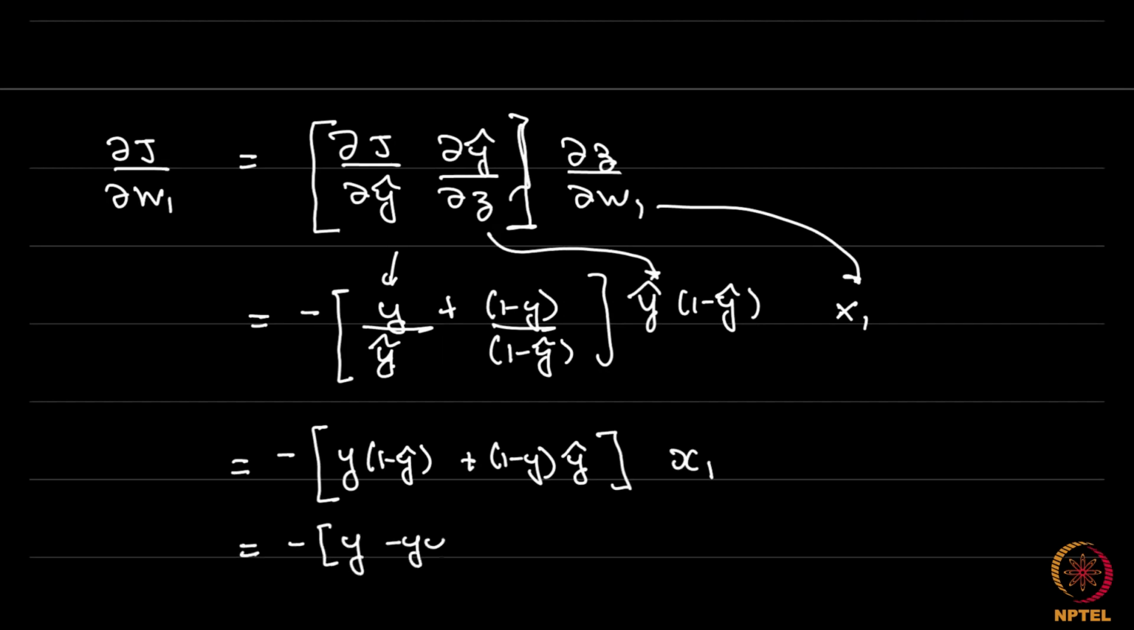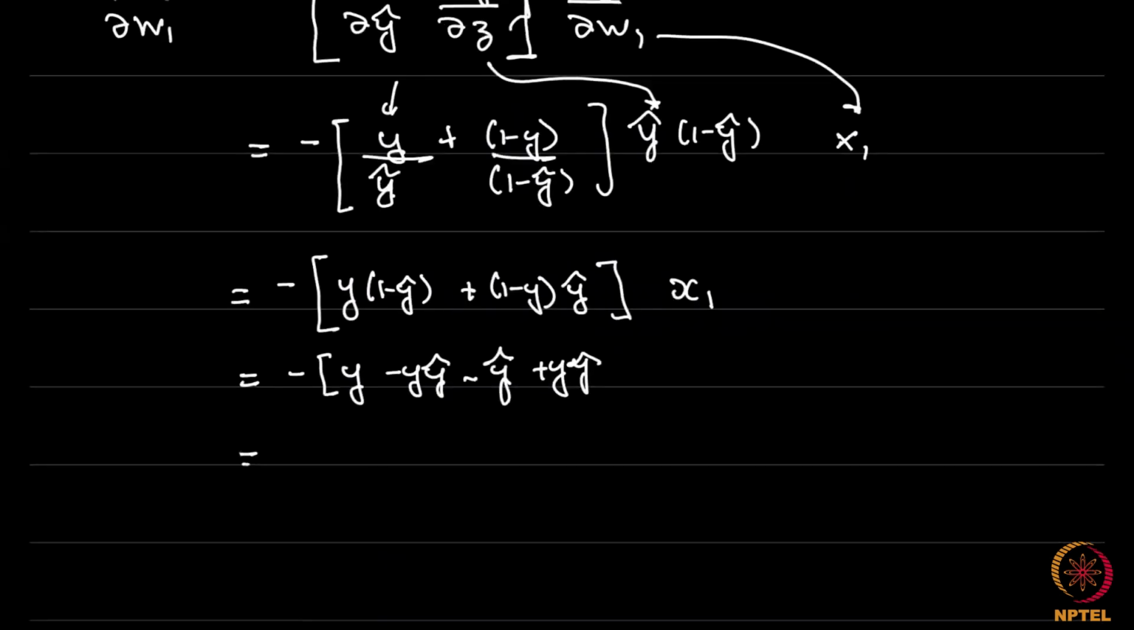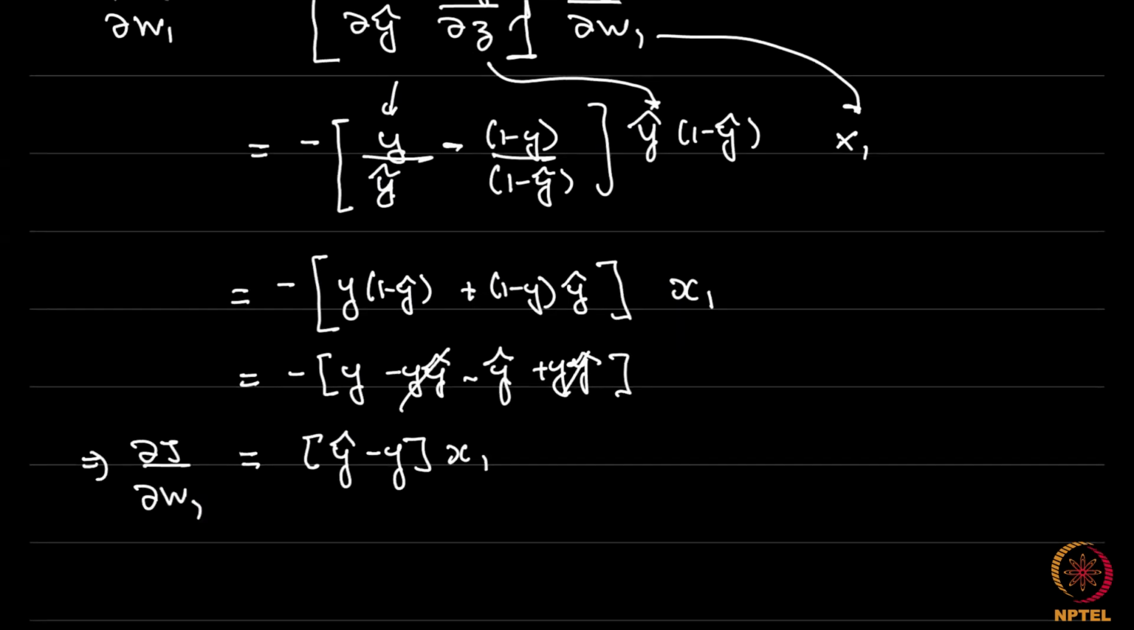y minus y hat. Sorry, there should be a minus here. Plus one, minus one, plus y hat. This should be a minus. Yeah. So if you put these together, you get y hat minus y into x1. So this gives us del j by del w1 is y hat minus y into x1.